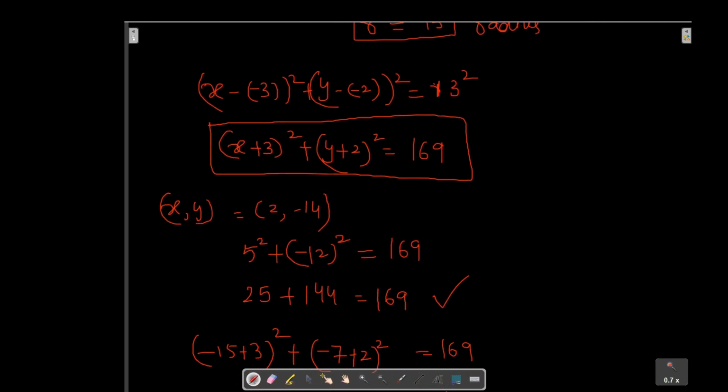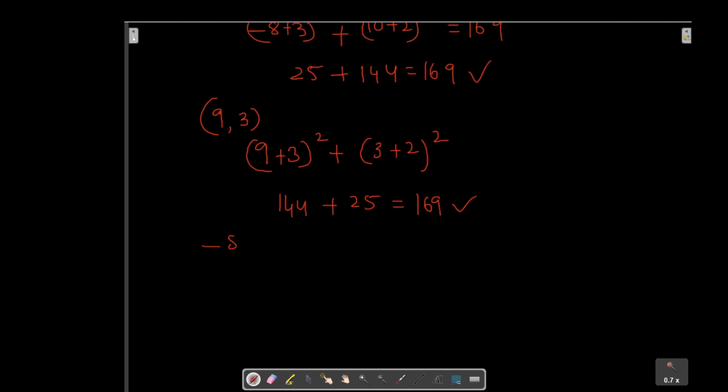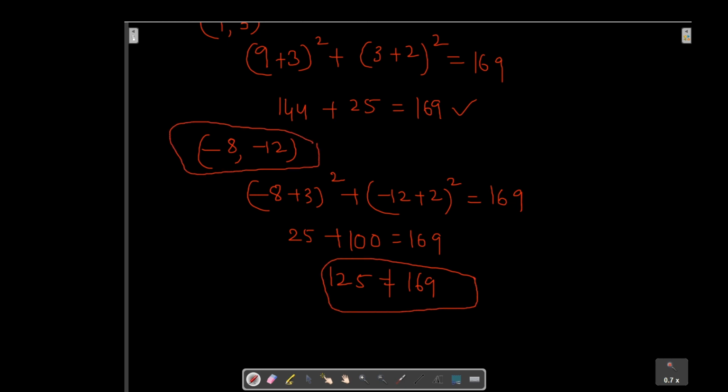The last point is negative 8 and negative 12. Definitely this will be the option. Let's find out clearly. Negative 8 plus 3 whole square plus negative 12 plus 2 whole square. It should equal 169. Negative 5 square, 25. Negative 10 square, 100. We are getting 125. 125 is not equal to 169. So this point is not satisfying the equation of the circle. So this point does not lie on the circle.